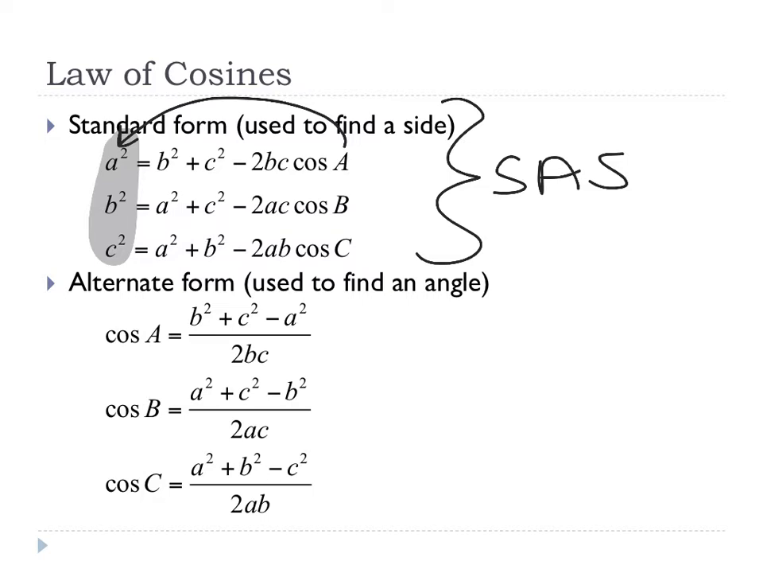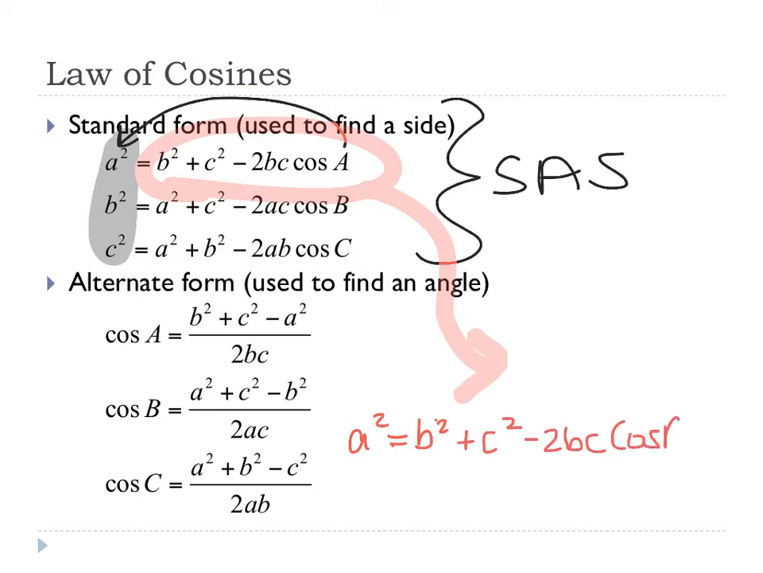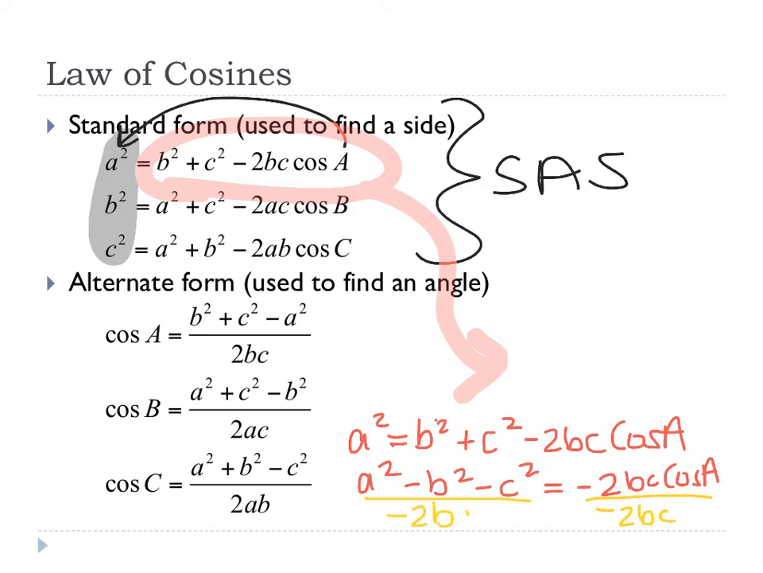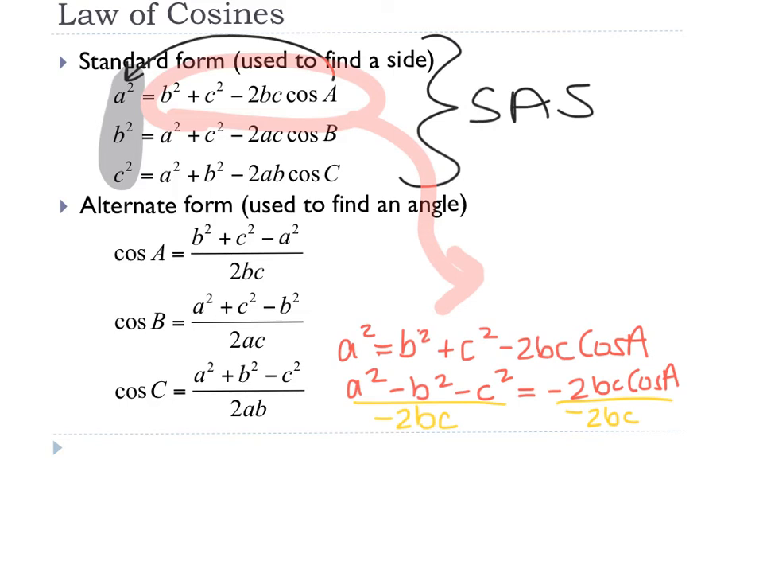The alternate form is used to find the angles. So if I actually took this and solved for the cosine of a, I'd get, a squared, sorry, equals b squared plus c squared minus 2bc cosine a. I could subtract the b squared, the c squared, and then divide by negative 2bc. The negative changes the signs of everything, which is why it becomes b squared plus c squared minus a squared over 2bc equals cosine a.